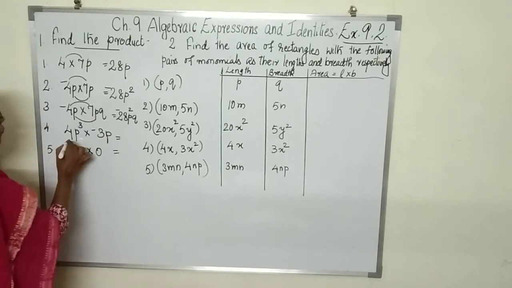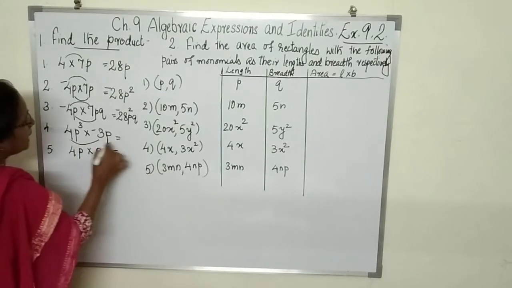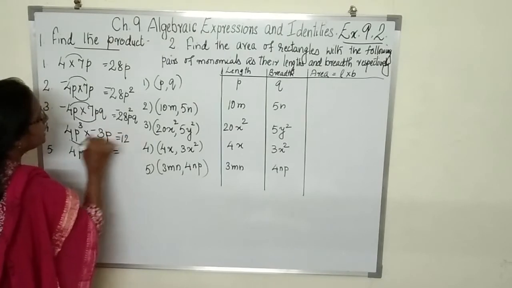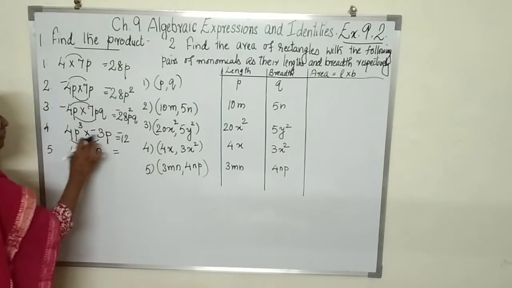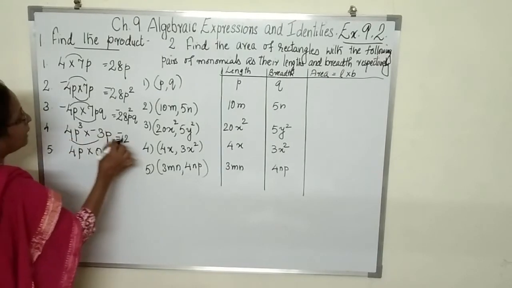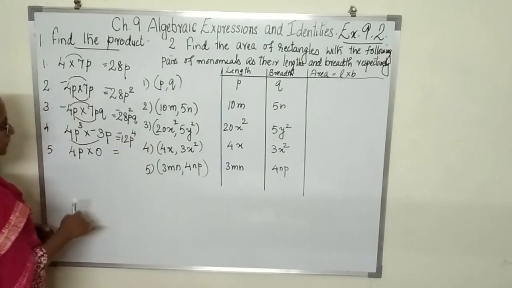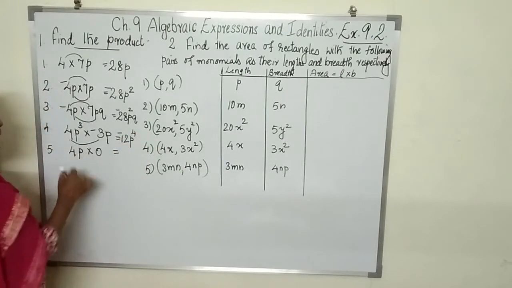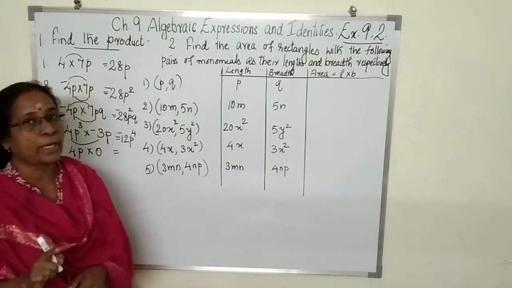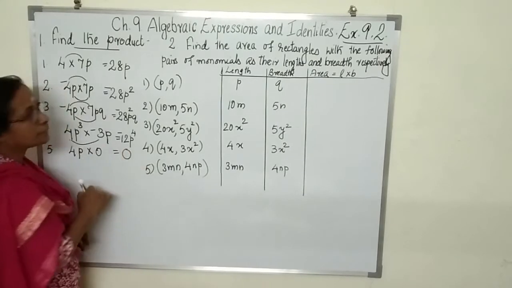The next one, 4p cube into minus 3p. So 4 3s are 12. Again here it is negative, so the answer is negative. p cube multiplied by p. So total how many p? 3 plus 1, 4 p, that is p raised to 4. Here 4p multiplied by 0. Any number multiplied by 0 is 0, so here also it is 0.